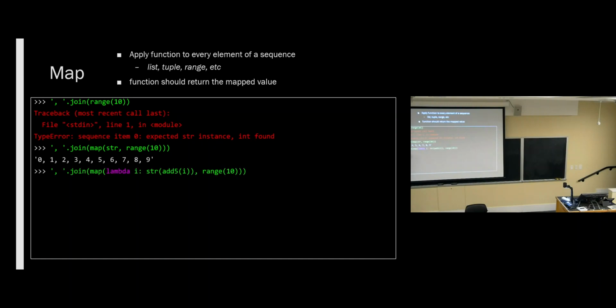We can write our own function inline here. So, here we had to have this function. What if we didn't have what we wanted? What if we wanted to convert it to a string after having added 5? Then we can write this lambda expression here. What's going to happen here?